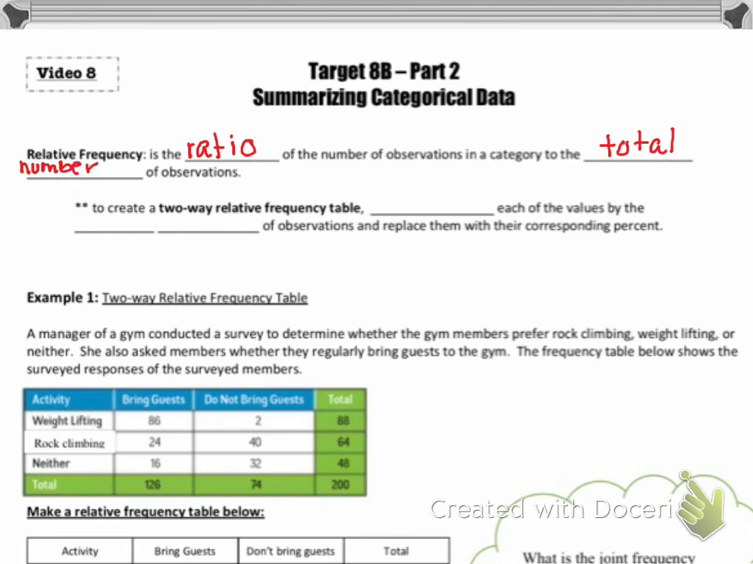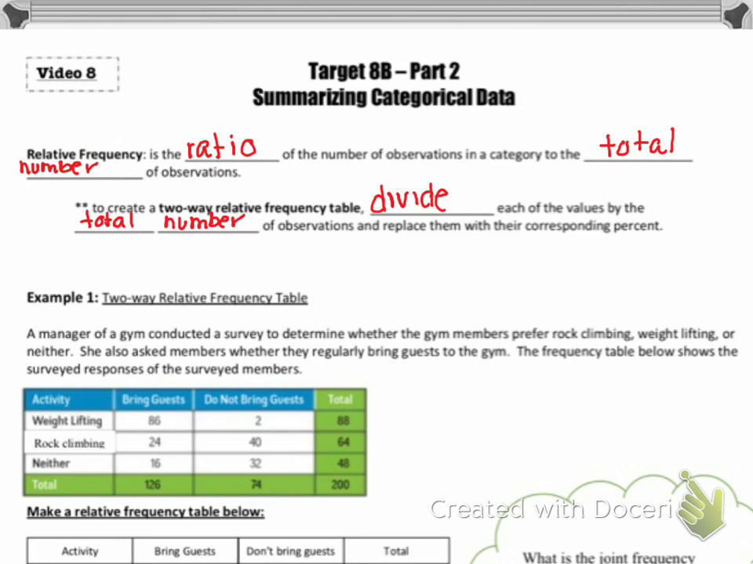So to create a two-way relative frequency table, we simply divide this ratio of the values by the total number of observations and simply replace them with their corresponding percent.